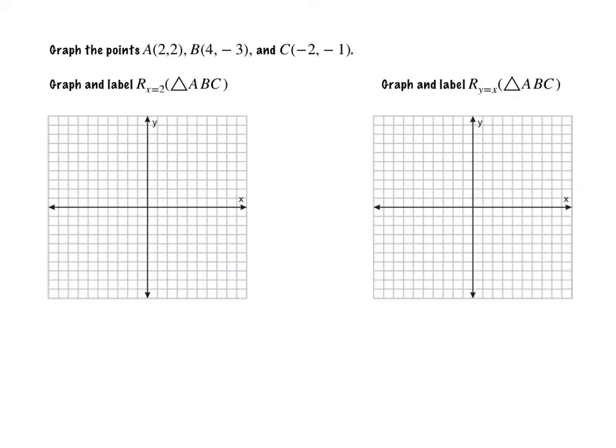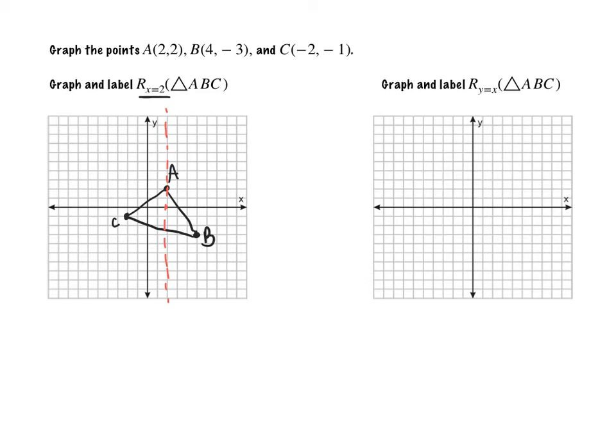So we'll look at two more examples. Both of these we're going to start with the same points, so I'm just going to go ahead and graph those really quick. So you have A, B, and C. So I have that triangle. And then I'm reflecting over x equals 2. So x equals 2 here, and that's going to be that vertical line.